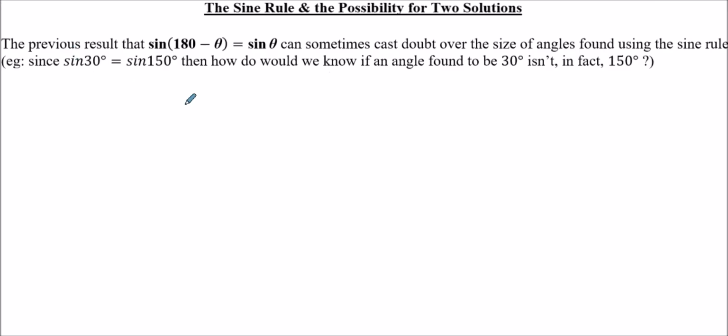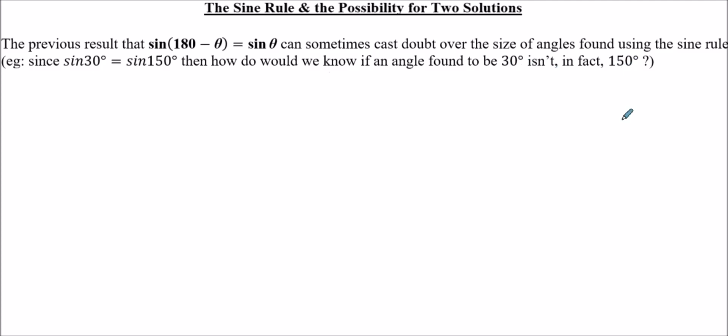So I guess you might be thinking, what am I talking about? What two cases do I mean? So I'm going to explain here. So the previous result, that sine of 180 minus theta equals sine theta, it does sometimes cast doubt over the size of angles found using the sine rule. So just take, for example, sine 30. If sine 30 equals sine 150, which it does, then how would you know if an angle found to be 30 degrees isn't in fact 150? Because sine of 30 is the same as sine 150, so both of these angles would actually fit with the sine rule. So how would you know if it's 30 or 150?